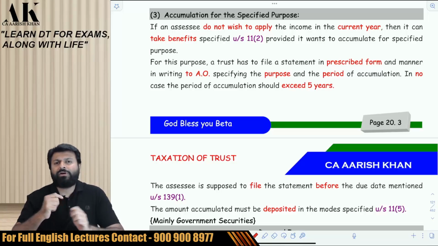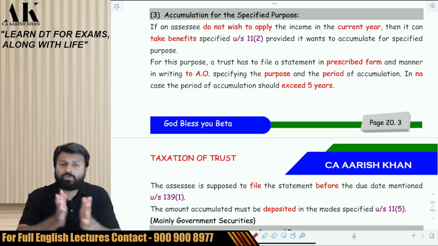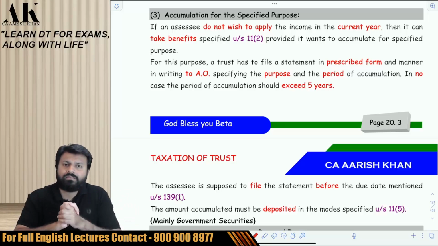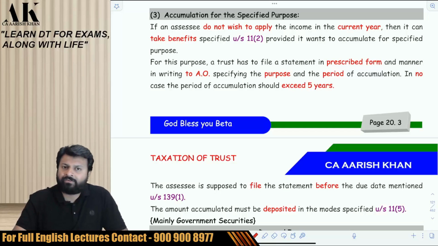At the same time, you have to fulfill certain conditions as I have told you. You have to go to the assessing officer. You have to make an application to the assessing officer stating the purpose, stating the period. The period of accumulation cannot be more than 5 years. Then, at the same time, you have to invest that money which you are going to accumulate in certain government specified notified securities which are mentioned in 11(5).